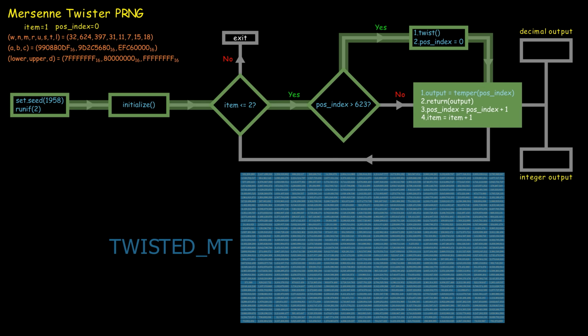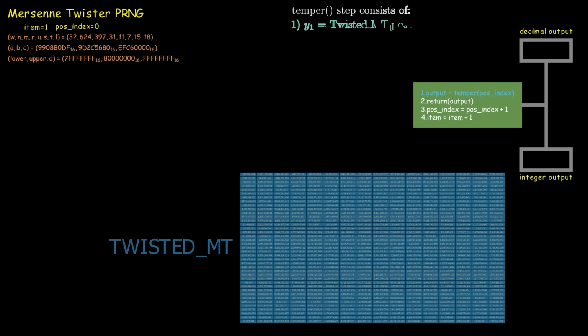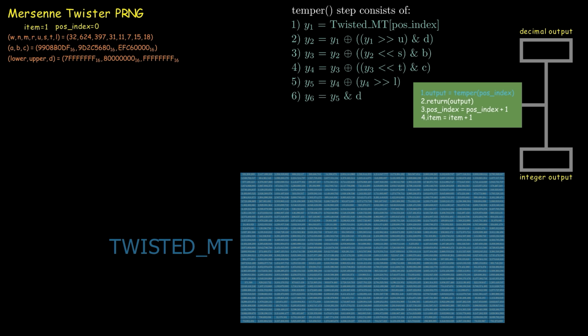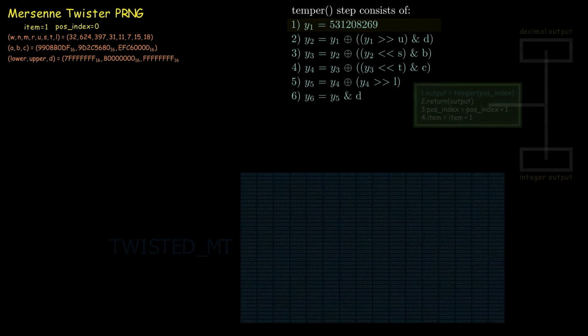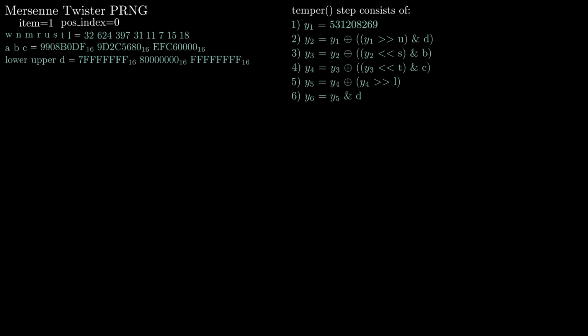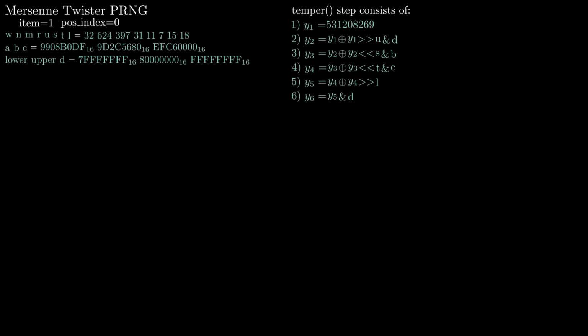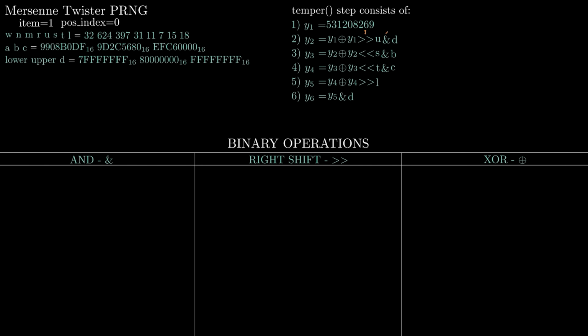As we enter this new block, we see that the first thing that we will do is to temper. To be precise, we will temper the number sitting in the twisted MT grid in position with the index POS index, which is 0 in this case. Therefore, we will temper the number sitting in position 0, and that refers to the first cell in the twisted MT grid. I'll admit that this temper step looks a bit intimidating. There are quite a few operations in there. But once again, I will bring it to life for you, and I hope that in the process you will find it less intimidating.